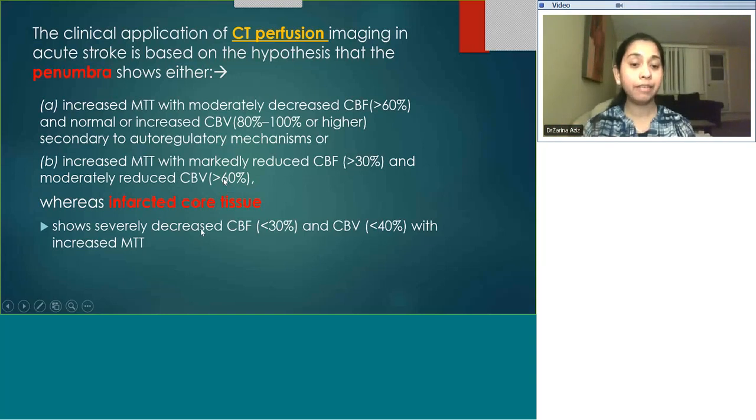well. But an infarct core is defined as severely decreased cerebral blood flow. The cerebral blood flow will be decreased in both penumbra and infarct core. But what is really important to understand is that CBV will markedly reduce in the infarct core. That is, the autoregulation is not working, so the blood volume itself is also less. So this is how you differentiate between the infarct core and a penumbra. Both will show decreased CBF and increased MTT, but what is different is that the CBV is maintained in penumbra, but it is markedly reduced in infarct core.